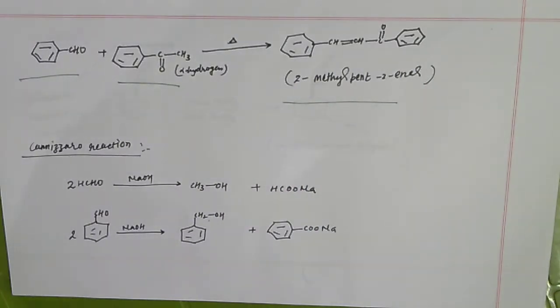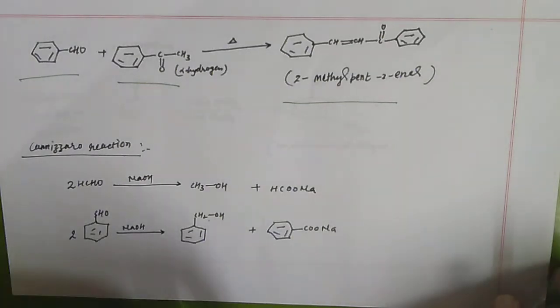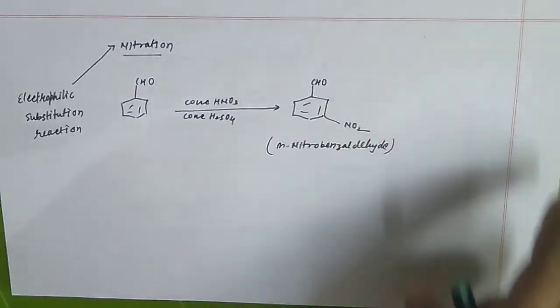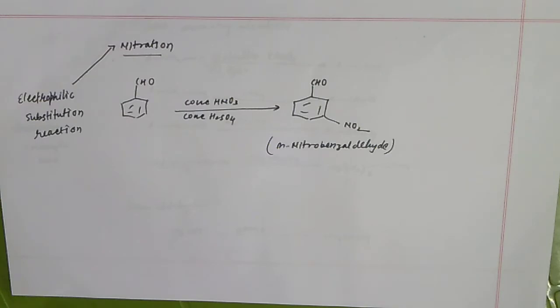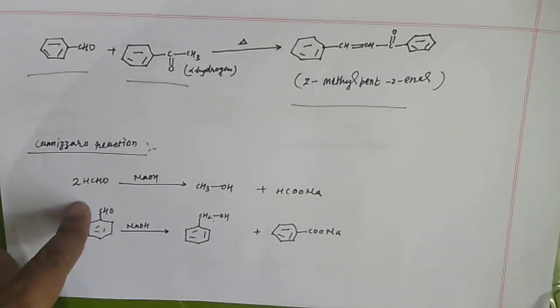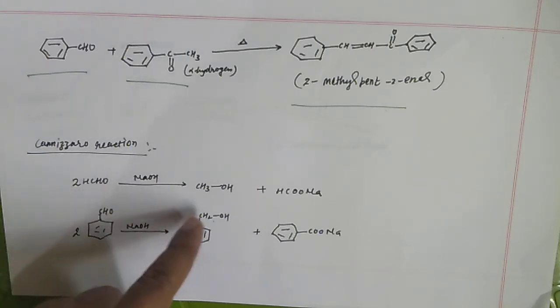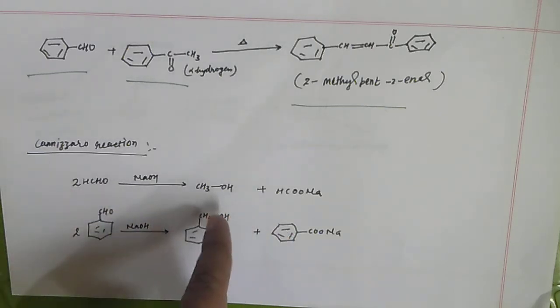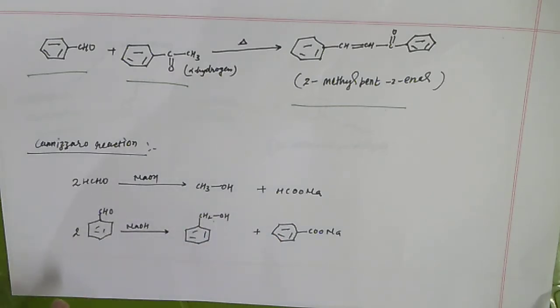Now the Cannizzaro reaction. Aldehydes and ketones having no alpha hydrogen undergo the Cannizzaro reaction in the presence of base. They will give one molecule of alcohol and another is the sodium salt of carboxylic acid. So this is a very simple reaction. Take formaldehyde, which has no alpha hydrogen, with base. When you heat it, it will give methanol and the sodium salt of formic acid.